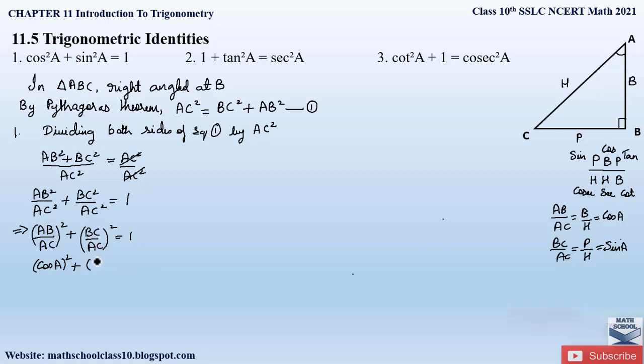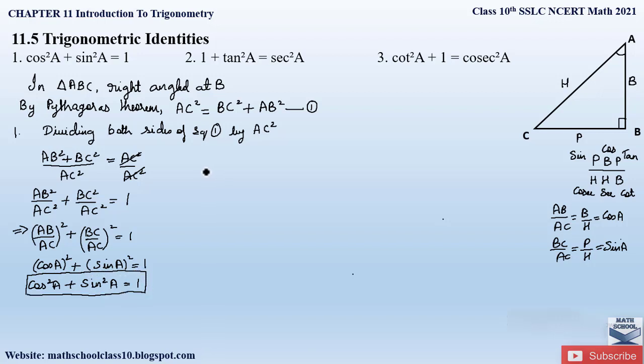So this will be sine A the whole square is equal to 1. Now what is cos A the whole square? The cos A the whole square can also be rewritten as cos square A, plus again sine A the whole square can also be rewritten as sine square A equal to 1, right? So we have proved our first trigonometric identity, that is cos square A plus sine square A is equal to 1.